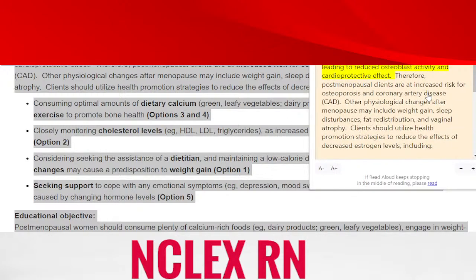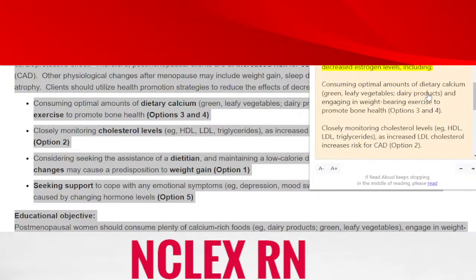Loss of ovarian function during menopause causes a decrease in estrogen production, leading to reduced osteoblast activity and cardioprotective effect. Therefore, postmenopausal clients are at increased risk for osteoporosis and coronary artery disease (CAD). Other physiological changes after menopause may include weight gain, sleep disturbances, fat redistribution, and vaginal atrophy.